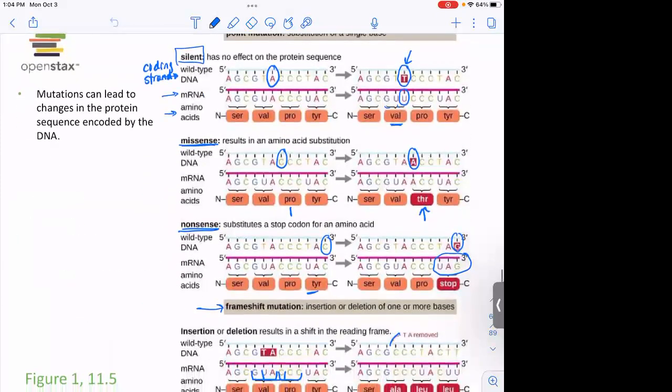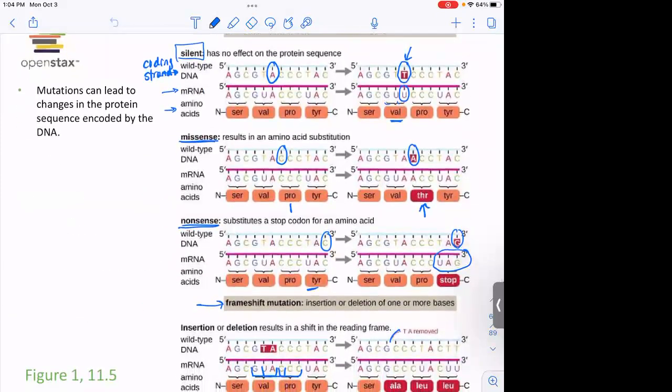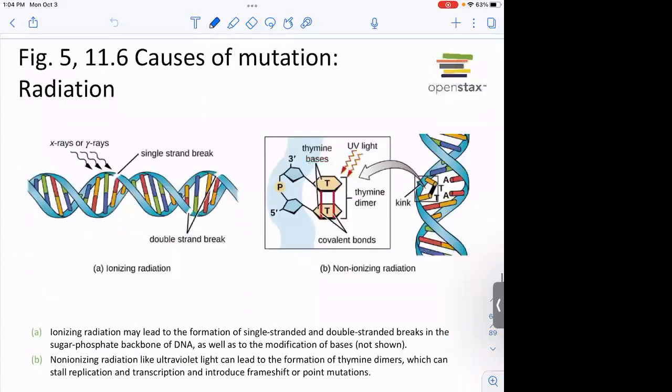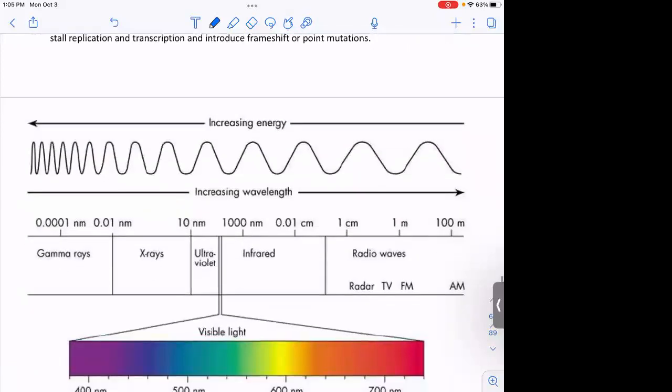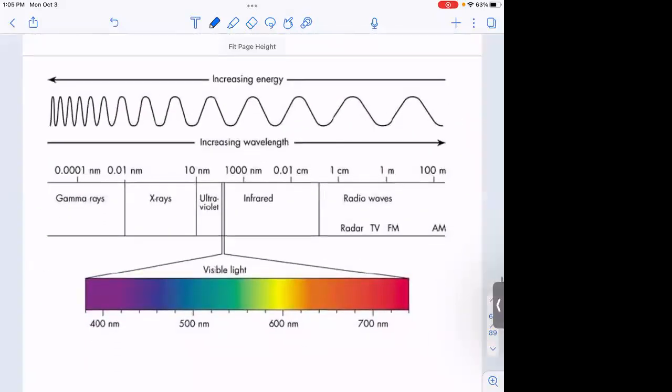So we looked at those different kinds of missense, nonsense, and silent mutations. You should know those definitions. And thinking a little bit about what kinds of things cause mutation, we think of radiation, and we also think of different chemicals. So looking at the two different kinds of radiation, there's ionizing radiation and non-ionizing radiation. And what's the difference there? I'll come back to that slide in a minute.